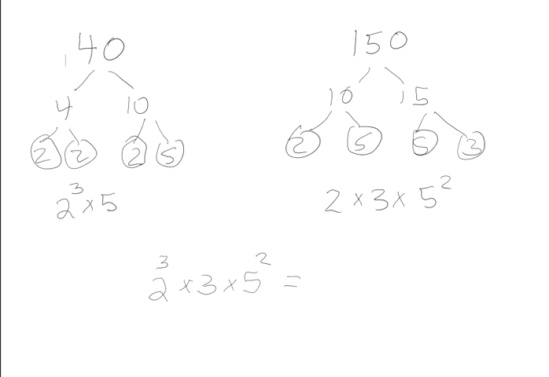And now let's figure out what that is. That's 8 times 3 times 25, which is 24 times 25, which might be 600. 24 times 25 is 600.